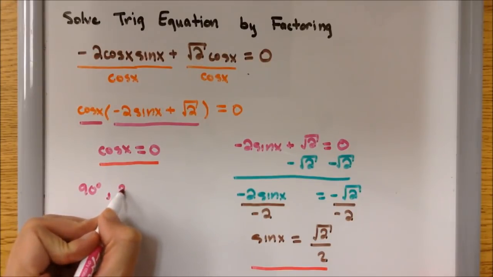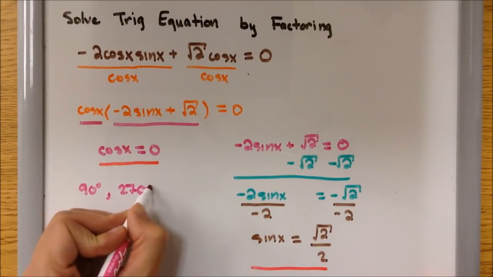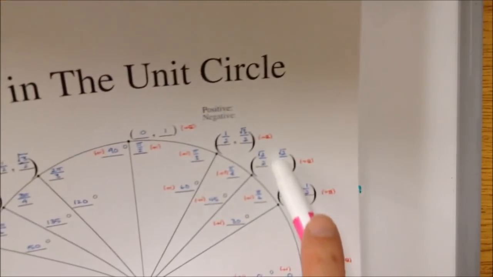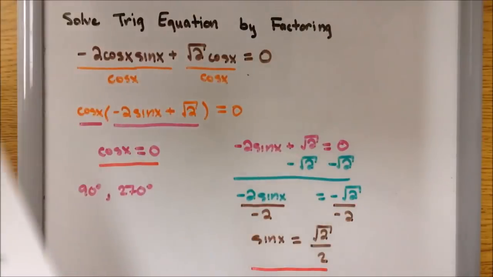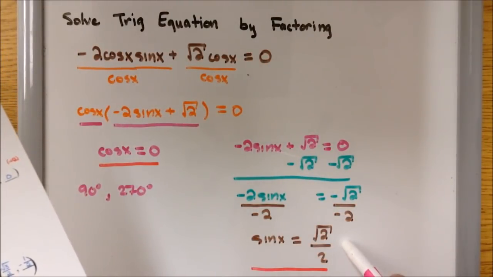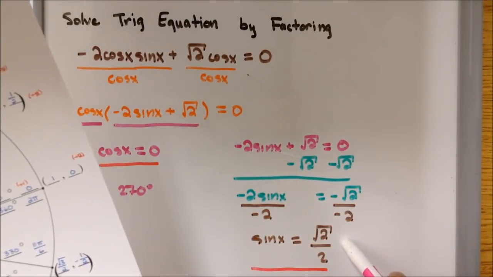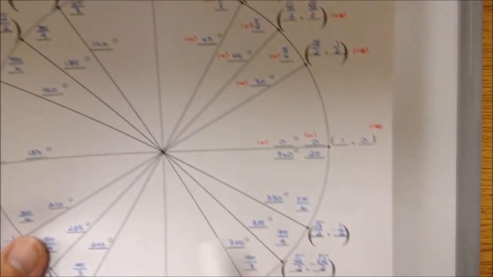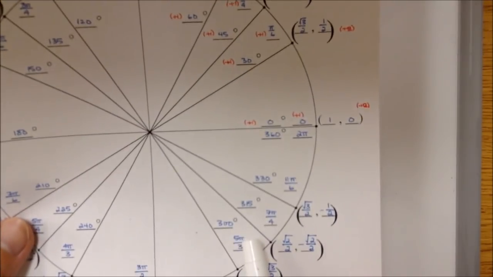And 270 degrees. That's for cosine of x equal to 0. Now, for sine of x equals square root of 2 over 2, now that's the right part of the exact values, and the only time it is a positive square root of 2 over 2 is in quadrant 1 and quadrant 2. In quadrants 3 and 4, it's a negative square root of 2 over 2.